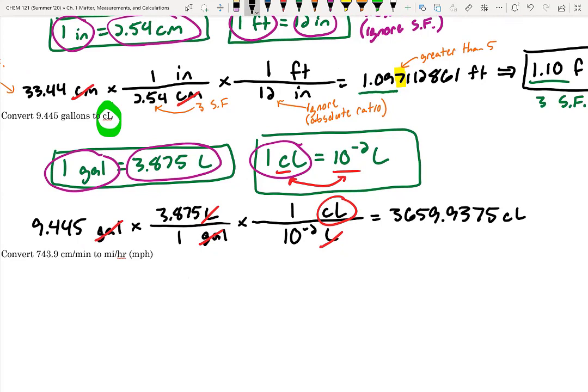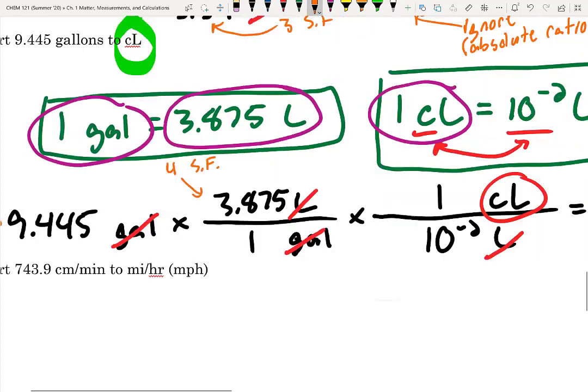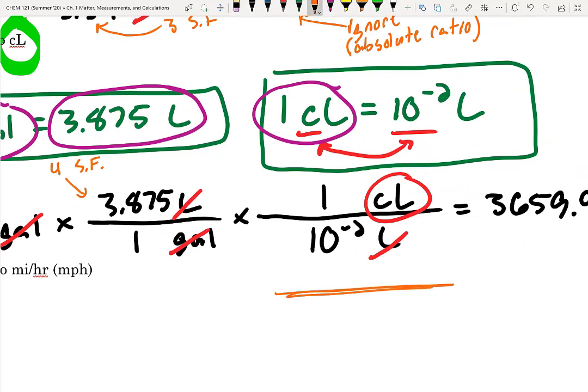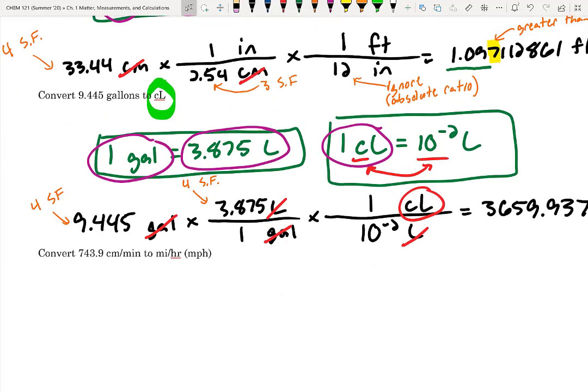How many sig figs should our final answer have? Should it have this many sig figs? Probably not. I'm seeing some threes and some fours, so let's check. So this one right here, I've got 4 sig figs. This one right here, I've got 4 sig figs. The next one over here, this is an absolute ratio, so we don't deal with sig figs there. So this is telling me that we should have 4 sig figs total in our final answer, right?